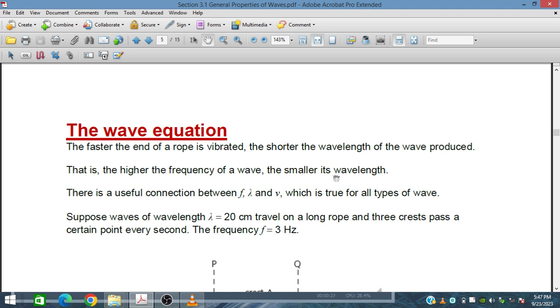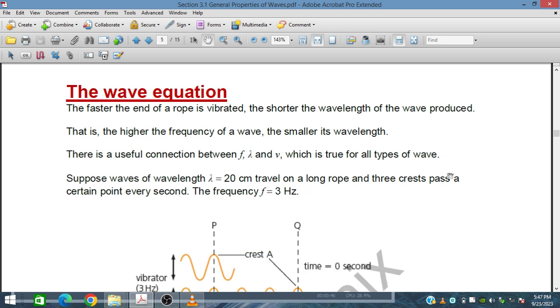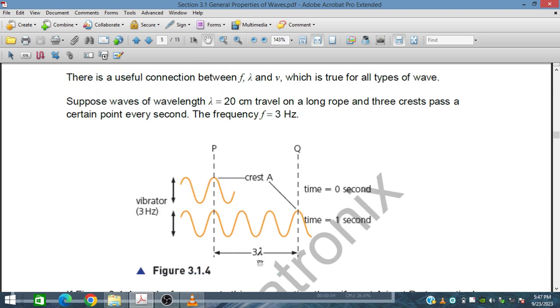So, if the speed is the same, there is a useful connection between frequency, wavelength, and velocity or speed, which is true for all types of waves. Suppose a wave of wavelength lambda equal to 20 centimeters travels on a long rope, and 3 crests pass a certain point every second. The frequency is 3 hertz, like this.